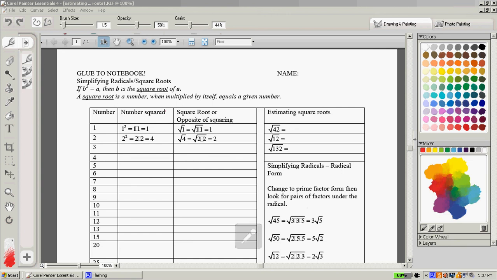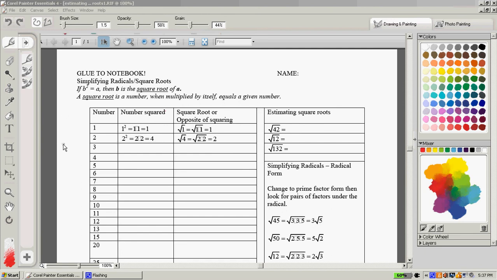Hi, today we are going to learn how to estimate what square roots mean. By now you should have all received a worksheet that looks like this. If you haven't, go ahead and get one. It should be in the classroom somewhere near this station.